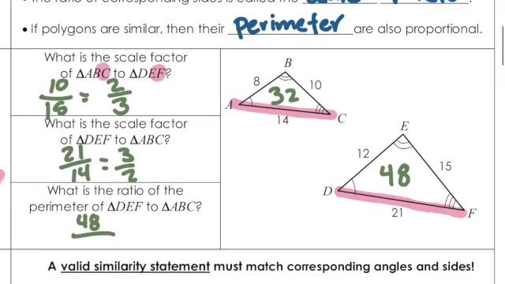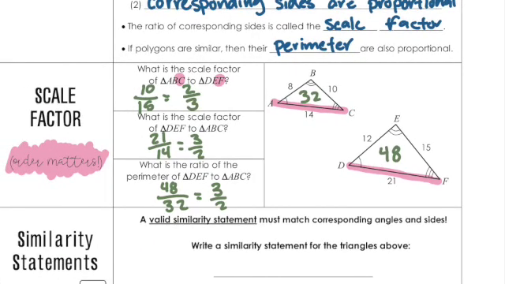And then over 32, and that reduces to 3 over 2. So that checks out because, as we said, if polygons are similar, then the perimeters are also proportional. So basically, they're going to have the same scale factor, the sides and the perimeter. Okay, that will be important on your quiz and whatnot, because you'll use the scale factor to find some perimeters.